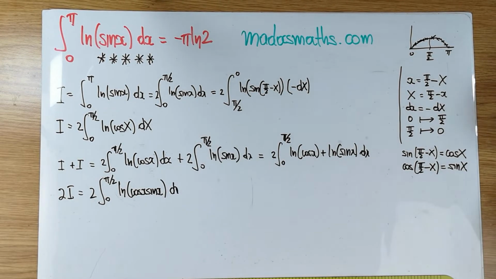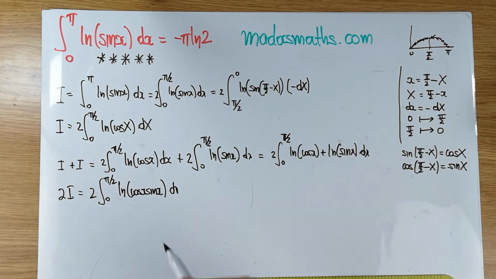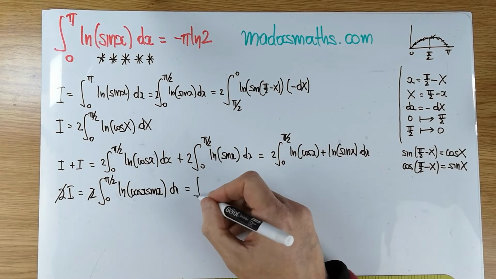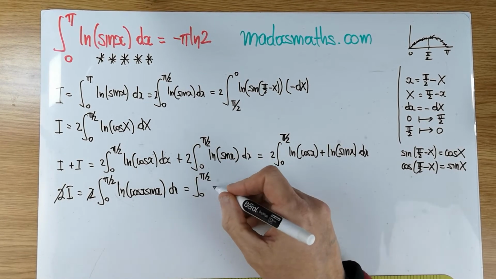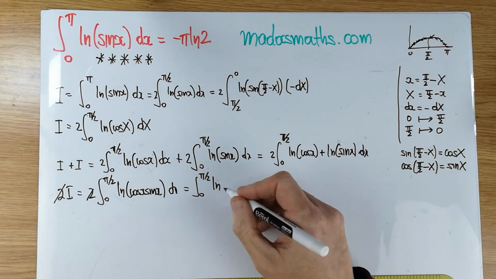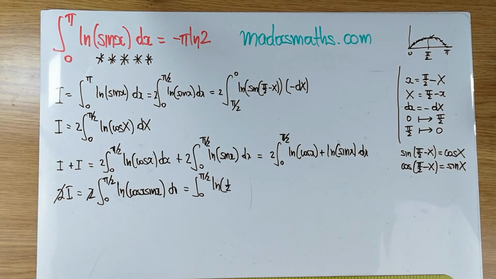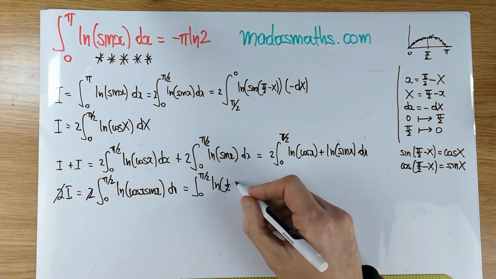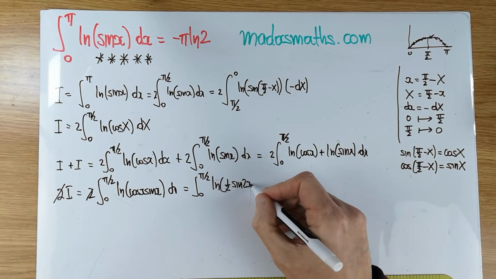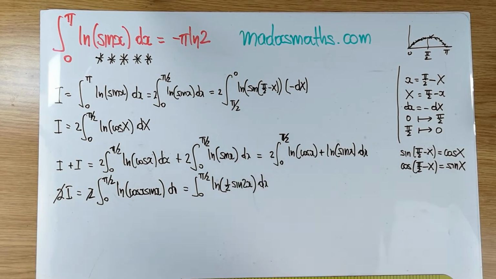And obvious manipulation at this particular stage, of course, it should be that we can get rid of the 2's from the front of the integral and write the 2 trig bits as a single trig function. So let's do that. So our I is going to be equal to the integral from 0 to pi over 2 of the log of cos x sine x, which we can write as a half sine of 2x dx.